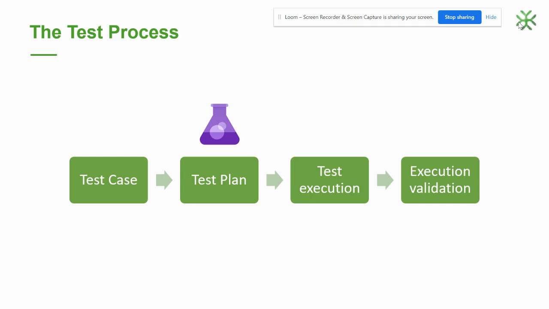Execution validation is after we have finished all the execution. If any bugs need to be created, this is where it's found. They can be created from within the test execution and are linked back to the story. And if no bugs are found, then the test is passed.